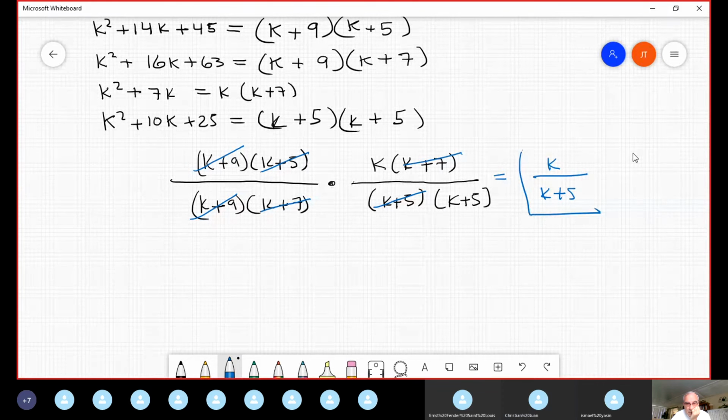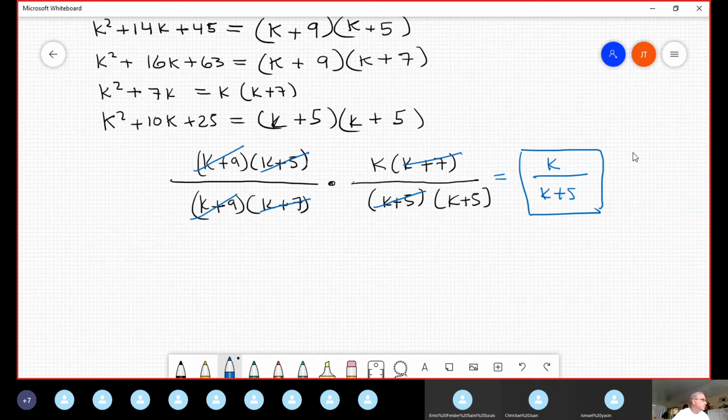Final answer. Simplification using factorization.